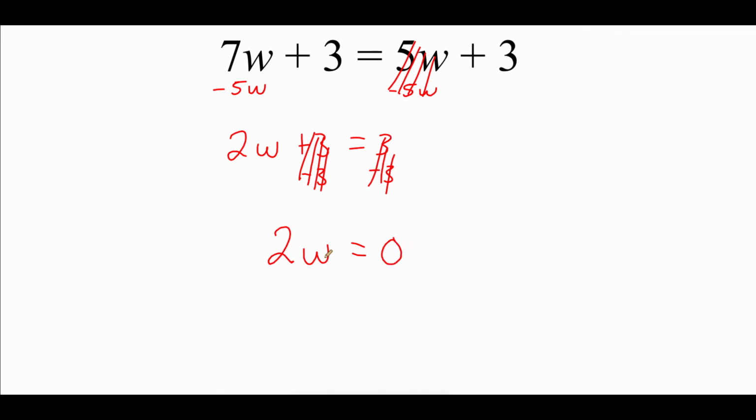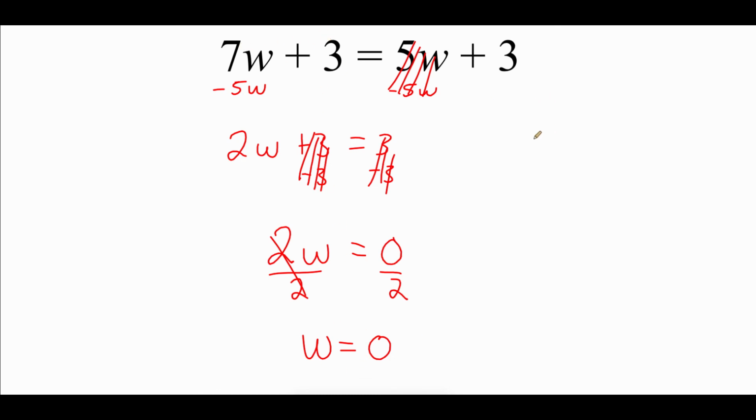Now, as we're working on getting w alone, I have to get rid of that 2. So I'm going to divide by 2 on both sides. So on the left-hand side, the only thing I have left is w. And on the right-hand side, when I take 0 and divide it by 2, I should get 0 as my answer. Now, I should double check that 0 is in fact the solution.